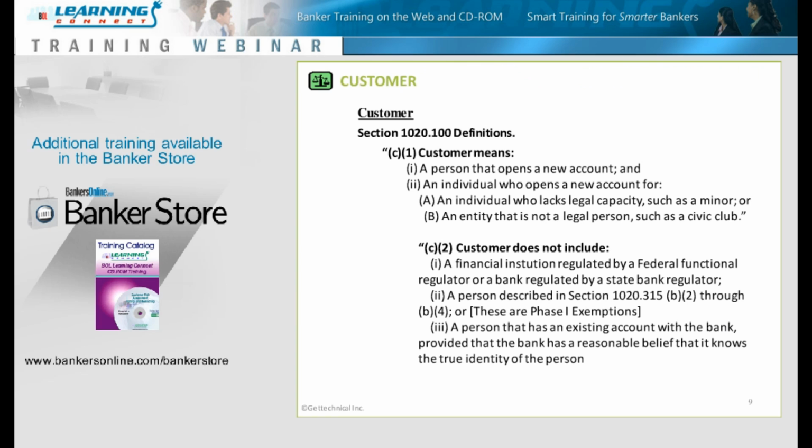Now, the regulation says that a customer is a person that opens an account, or an individual opens an account for an individual who lacks legal capacity, or an entity that's not a legal person, such as a civic club. And it does not include financial institutions, Phase 1 exemptions on CTRs for the most part, and anybody that had an existing account with you on 10/1/2003. Although, be mindful about that. You had to put that in your policy, 10/1/2003, and that doesn't mean that due diligence doesn't apply.